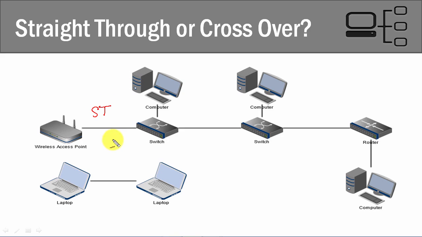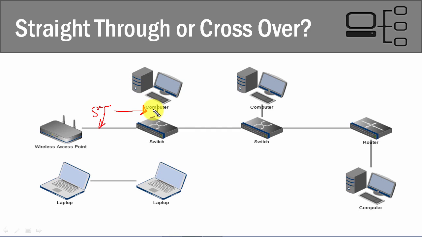And so that would go both here, right? Because we have non-similar devices there from a switch to a wireless access point. And then also over here, we have a switch to a computer, again, non-similar. So right here, we would also have a straight through. We would not use a crossover.